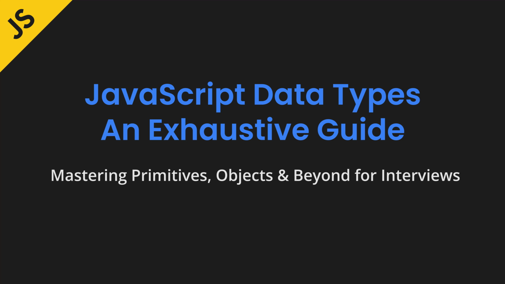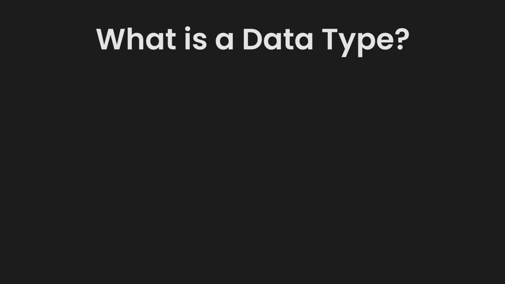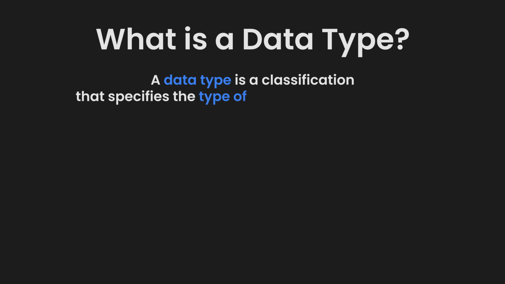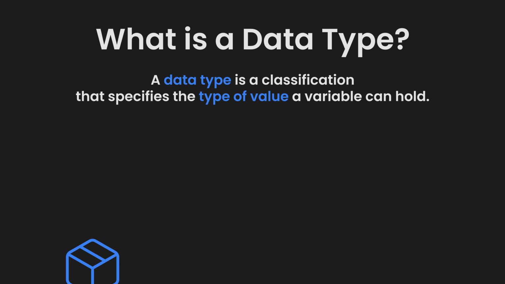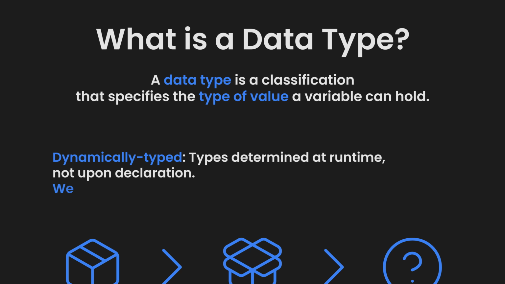Let's begin by defining what a data type actually is. So, what exactly is a data type? Simply put, a data type is a classification that specifies the type of value a variable can hold. This is crucial because JavaScript is a dynamically typed and weakly typed language. This means that data types are determined at runtime, not when you initially declare a variable, and it allows for implicit type conversions. This flexibility is great, but also requires a clear understanding of how different types behave. Let's start exploring JavaScript's primitive data types.